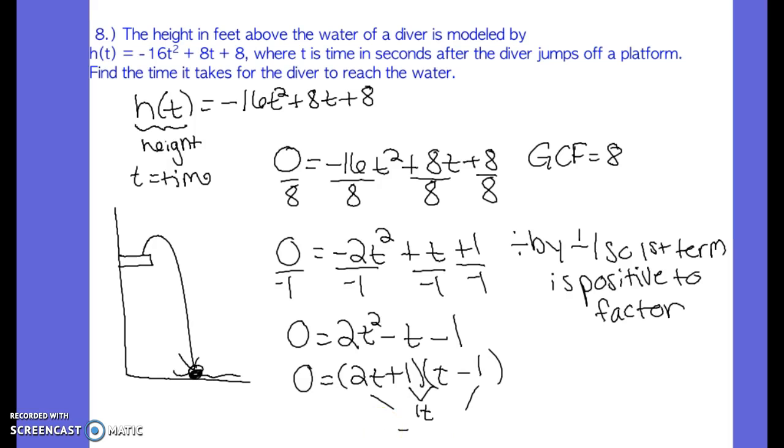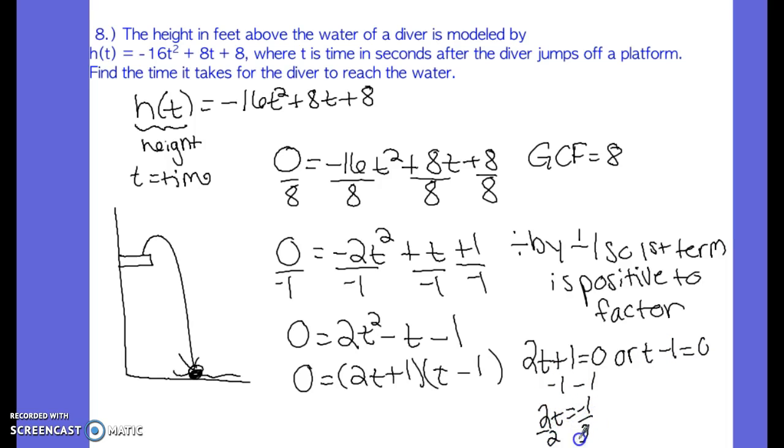If you're doing this on your own and you want to use slide and divide, by all means, do your slide and divide. And when you did your slide and divide, you would just slide the 2 over. And now you have your two equations. You have 2t plus 1 equals 0, or t minus 1 equals 0. So subtract 1, 2t equals negative 1. Divide by 2, t equals negative 1/2. Or add 1, t equals 1.